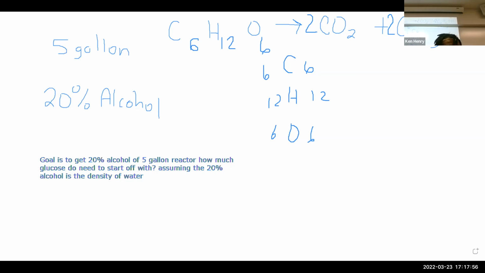Because if we made the assumption that the density of 20% is about 1, right? Okay, so that means maximally we're going to be adding 3,785 grams. How many pounds is that? I would have changed that to pounds. 8.33, 8.34 pounds. Okay. So we need at least 8.34 pounds of sugar.